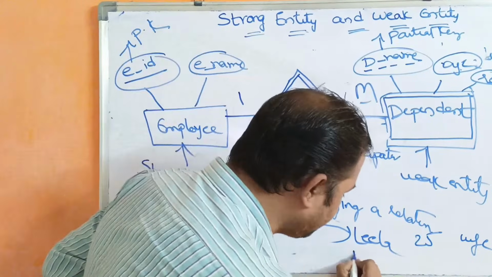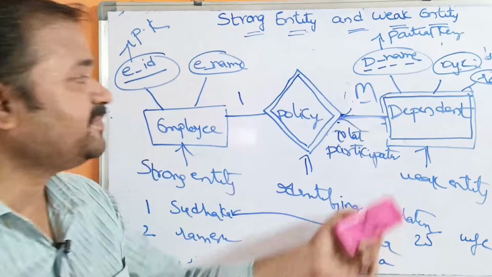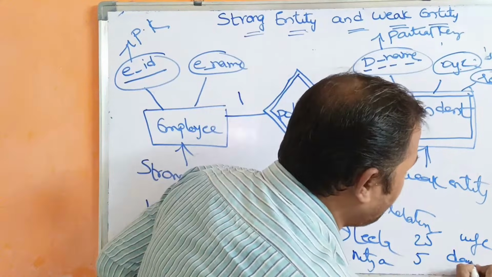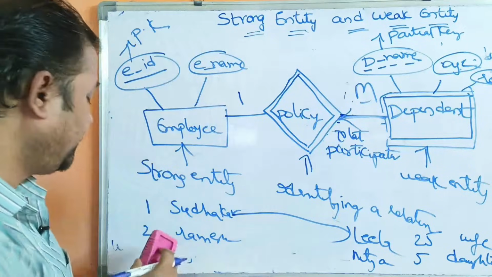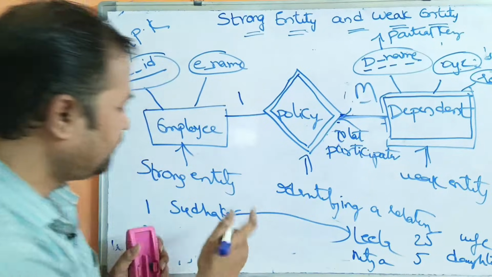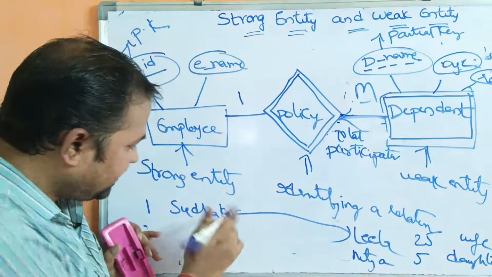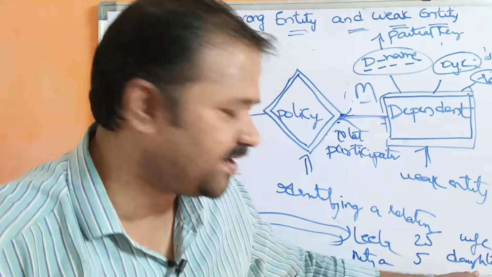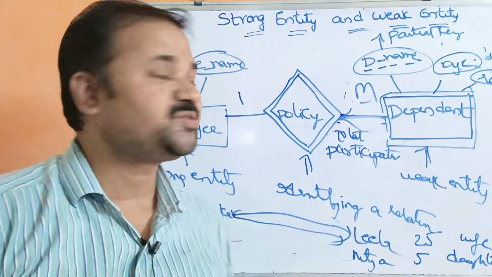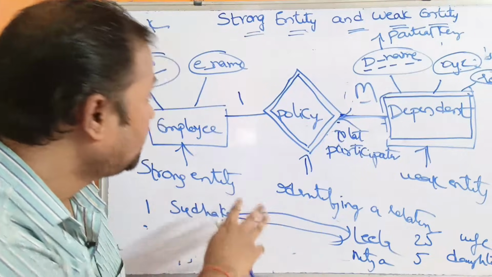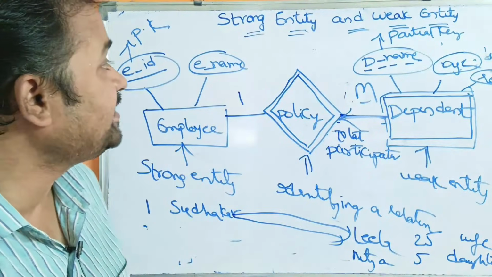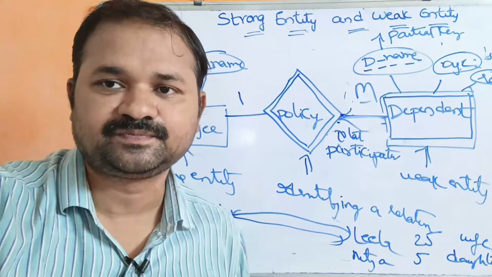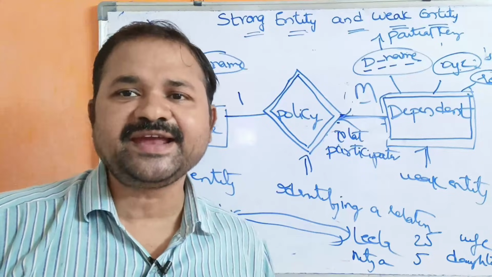Let's have some other rows. Let the dependent name be Nitya, the age be 5, and the relation be daughter. Next, let the table have only one row, so we can combine this data with this record: 1, Sudhakar, Nitya, 5, daughter. So this is nothing but one row. In this way, we can show the relationship between the strong entity and weak entity. So this is about strong entity and weak entity.